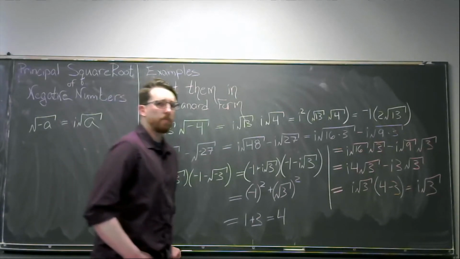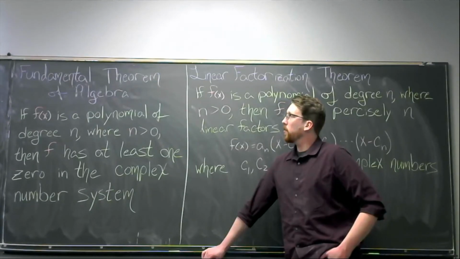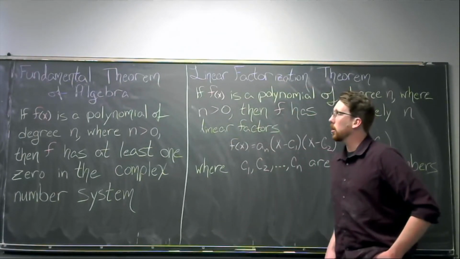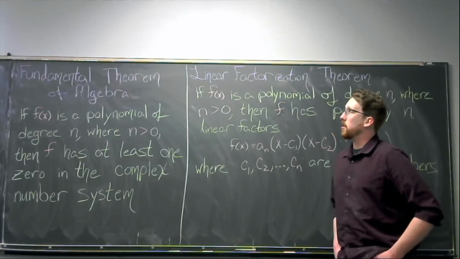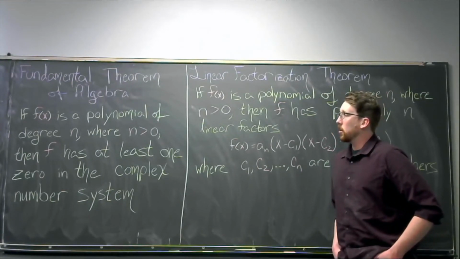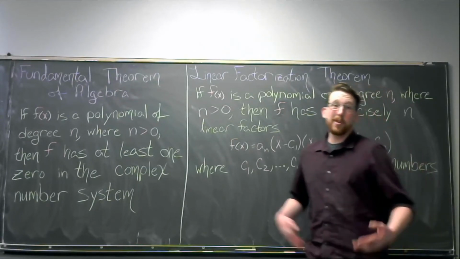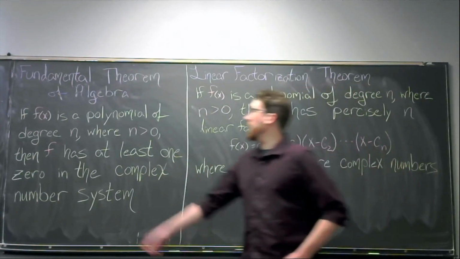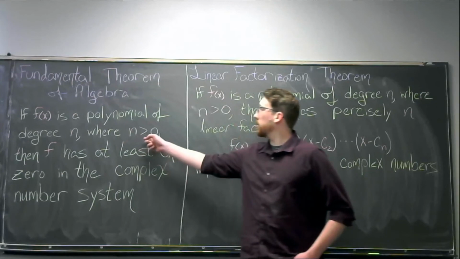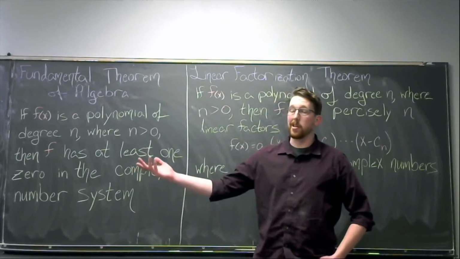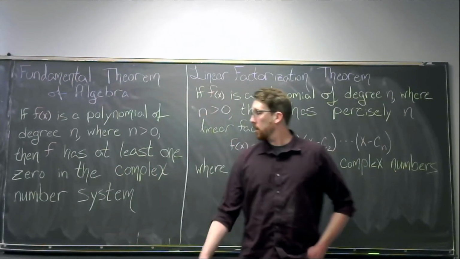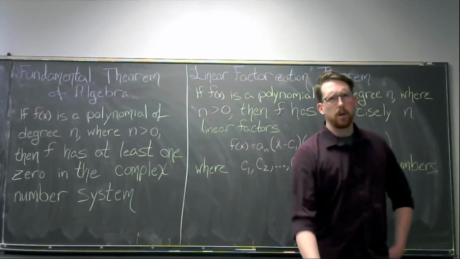So let's look at the next example. So before I let everybody go, I really quickly wanted to touch on these last two theorems. The first one we've got is the fundamental theorem of algebra, which basically just says that if you've got a polynomial, call it f of x, of degree n, where n is greater than 0, then you're going to have at least one 0 in the complex number system. So what does that mean?